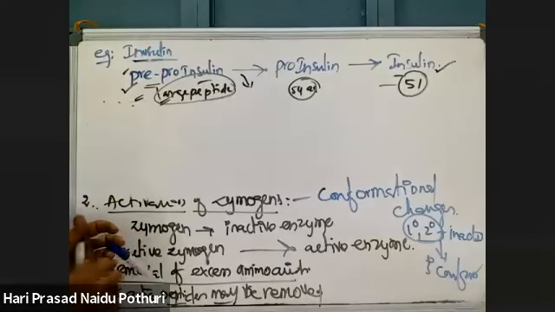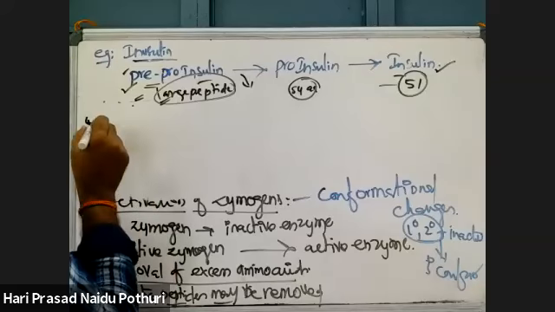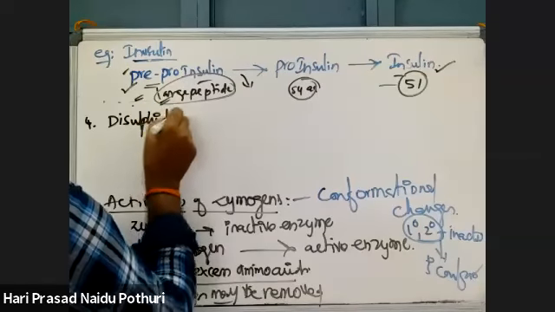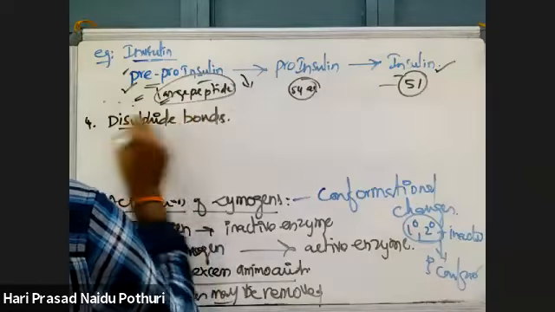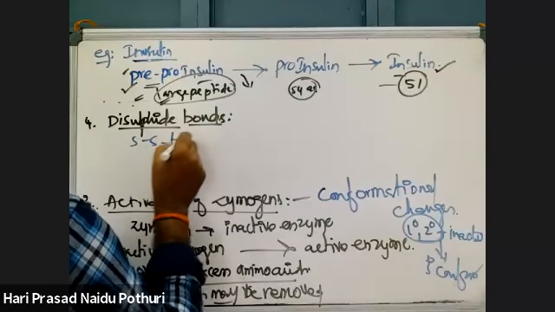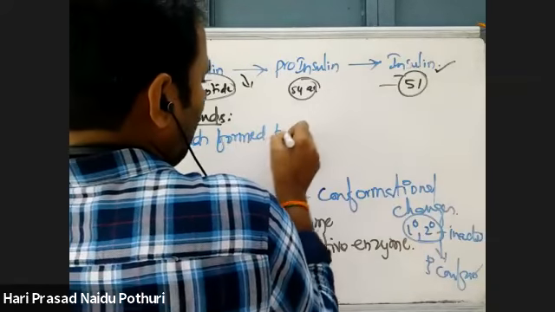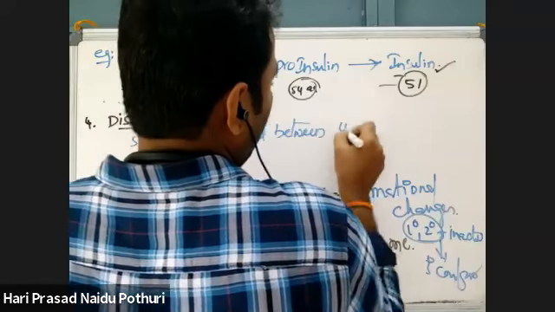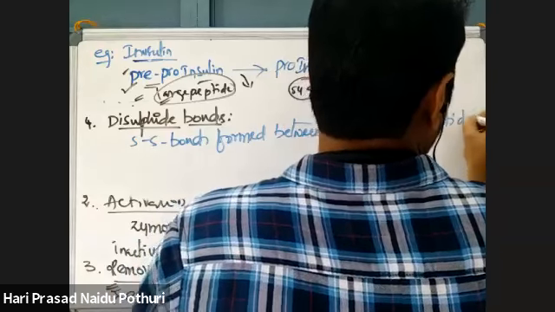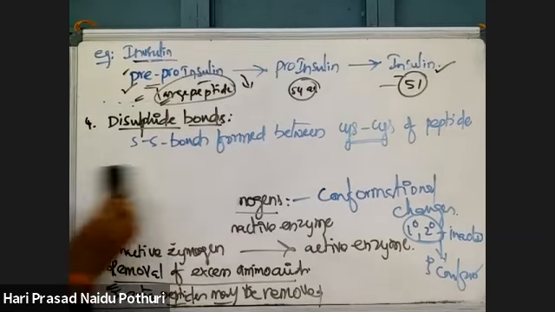Next modification, the fourth one, may be disulfide bonding, formation of disulfide bonds. What is a disulfide bond? Sulfur-sulfur bonds formed between cysteine and cysteine of peptides. Between two cysteines of peptide, there is formation of disulfide bonds.